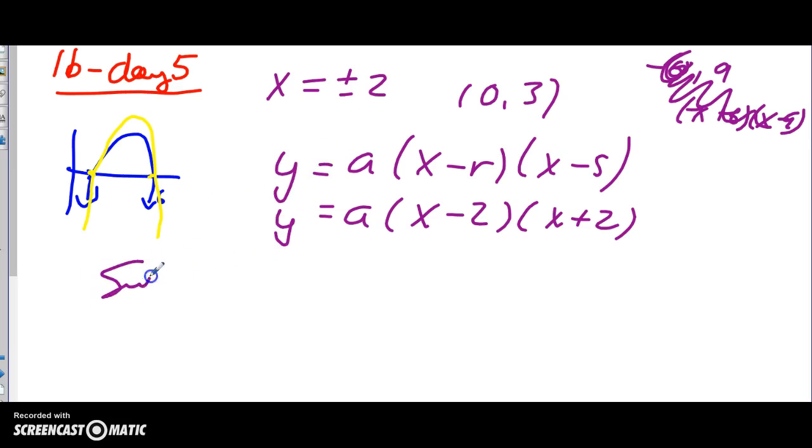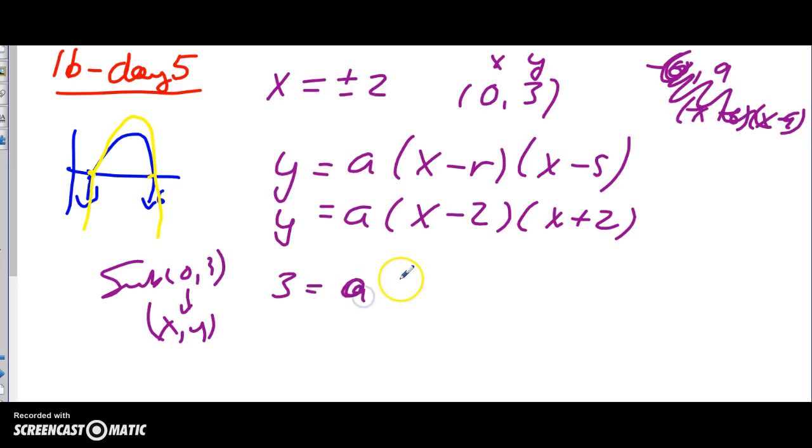Next, I'm going to sub 0, 3 in for x and y, because I know that it goes through the point 0, 3. That's my x coordinate and that's my y coordinate. Then I'll be left with only one variable, and that's a. That becomes 0 minus 2 because x is 0, and 0 plus 2 because x is 0. I sub that in, and now I'm going to solve.